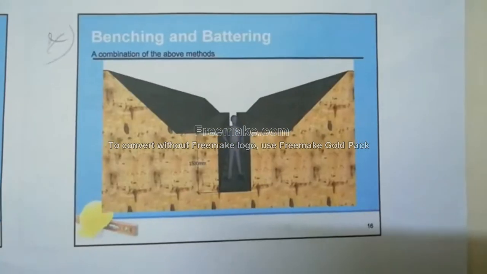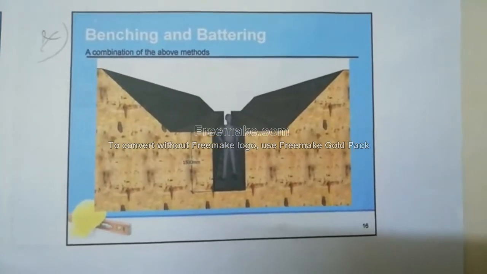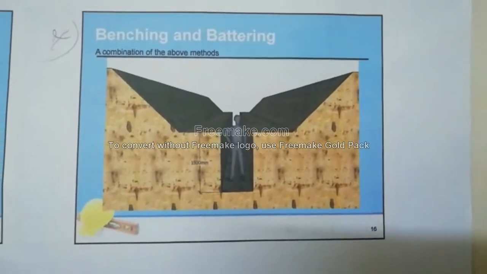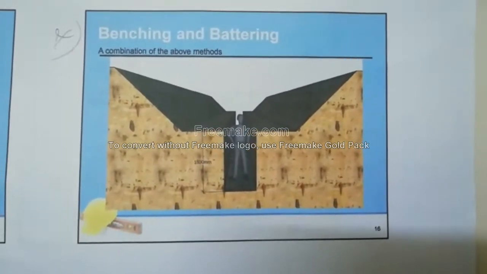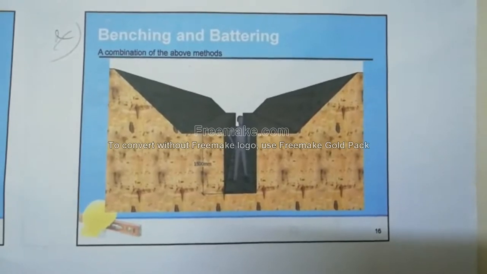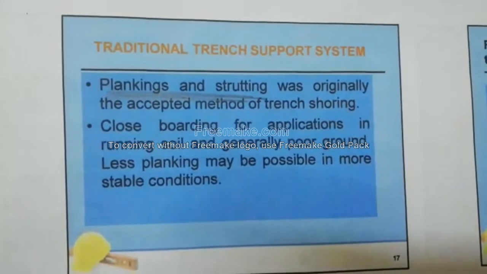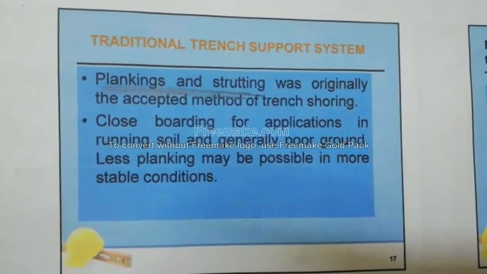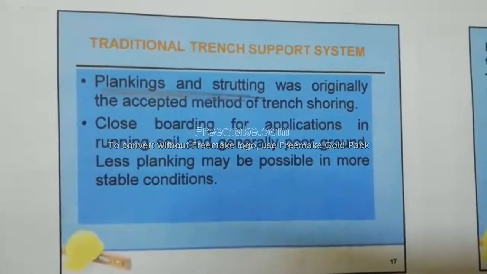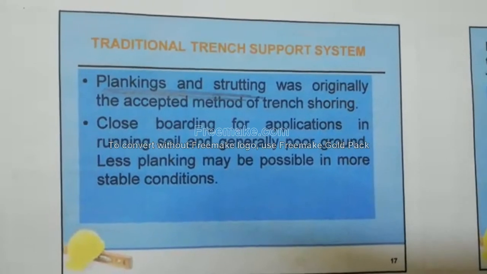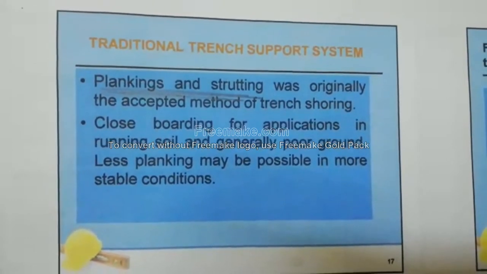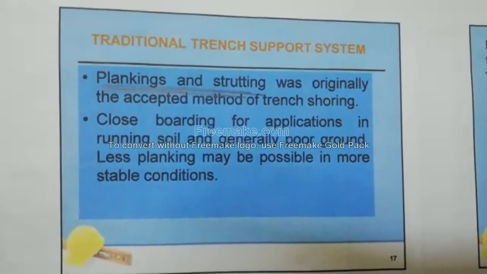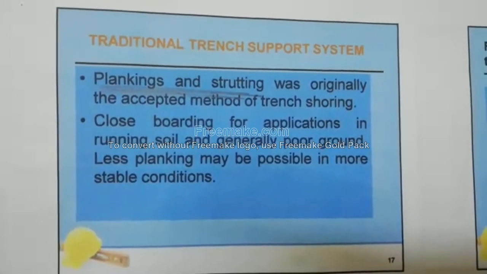Lastly is benching and battering, which is a combination of the above methods. Traditional trench support system. Planking and strutting was originally the accepted method of trench shoring. Close boarding for application in running soil and generally poor ground, less planking may be possible in more stable conditions.